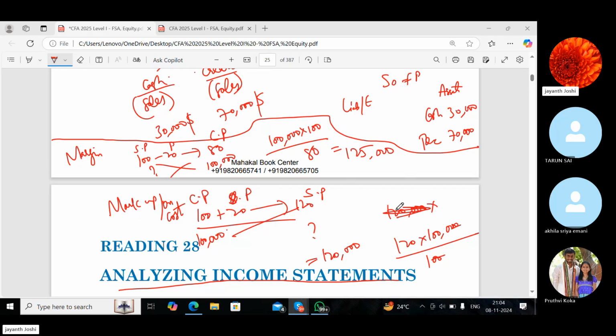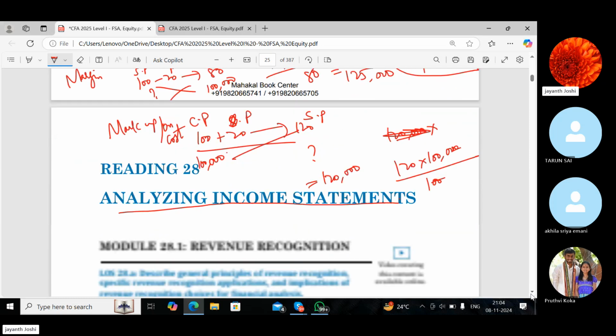So this is called your margin. Okay, so this is done. So transaction price can be calculated.